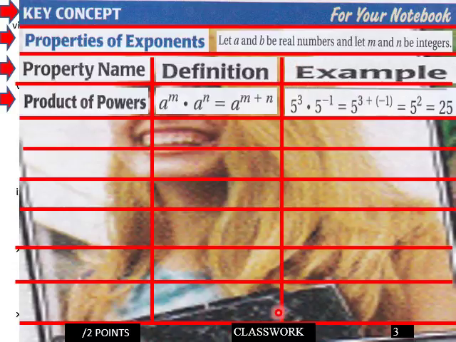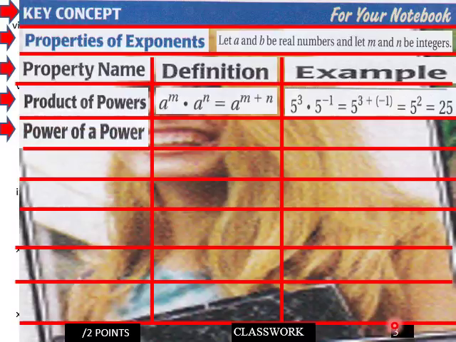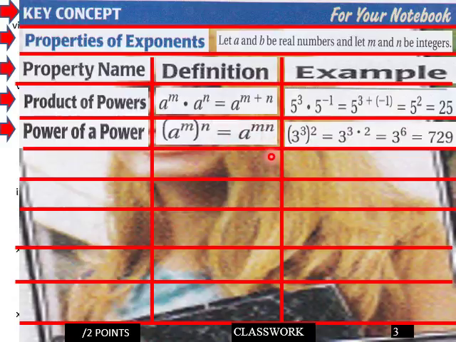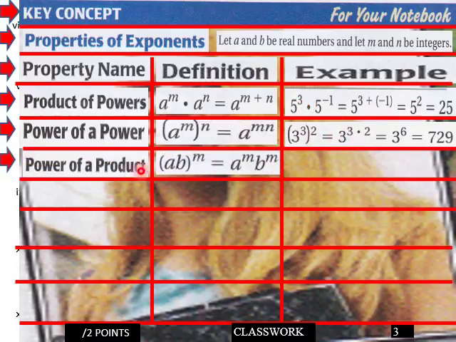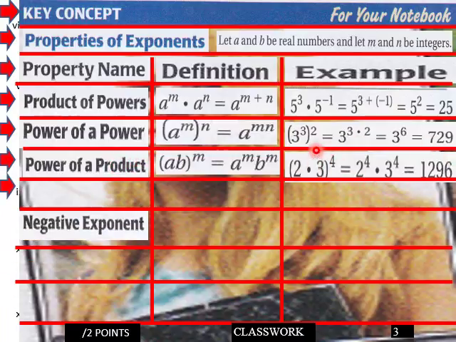Students, this is your classwork. This is on your classwork sheet, page 3. Then power of a power. Here we have a to the m, to the n. And here's a numerical example again. Power of a product, ab to the m. So here is an example of power of a product, and here's a numerical example of that.